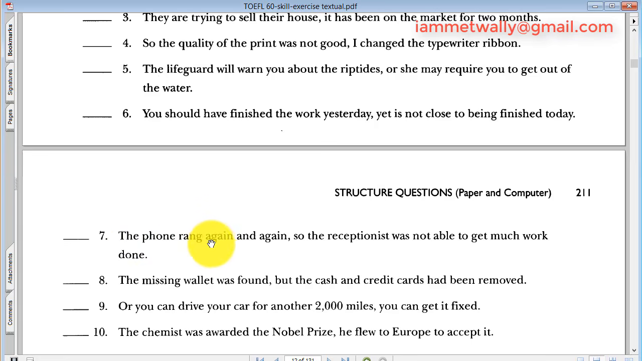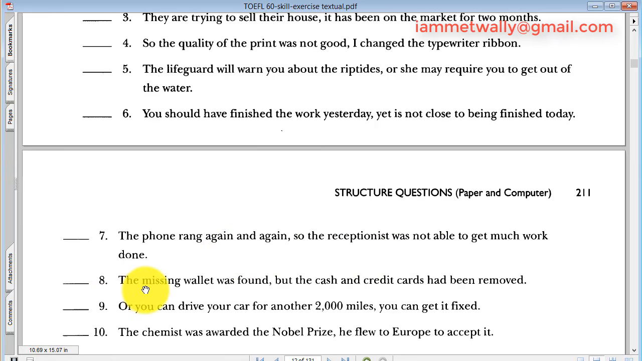7. The phone rang again and again, so the receptionist was unable to get much work done. The phone, subject, rang is the verb, so is a connector, receptionist is the subject, wasn't is the verb. So this sentence is correct.